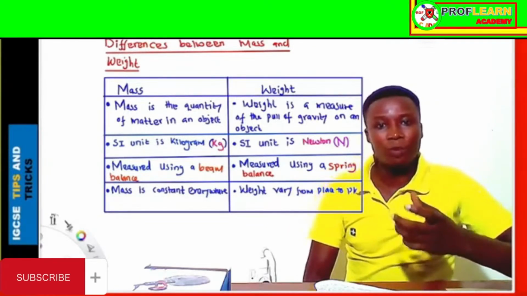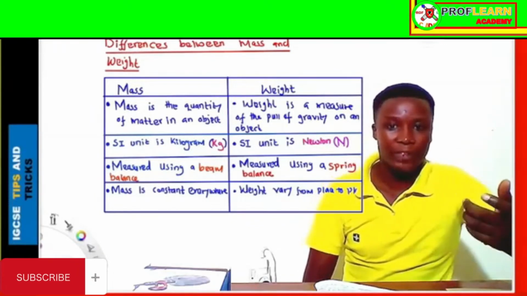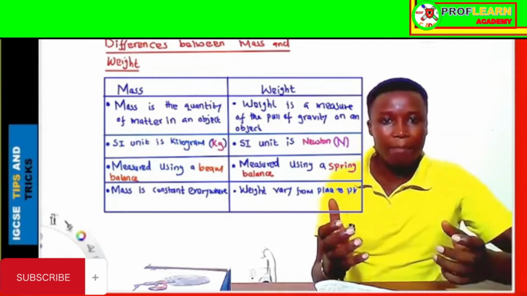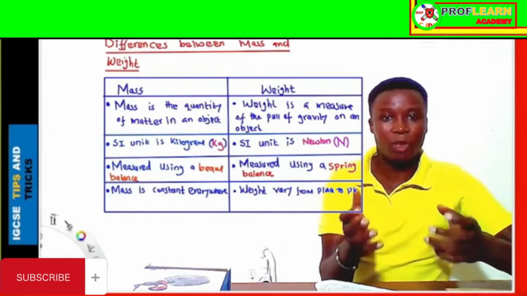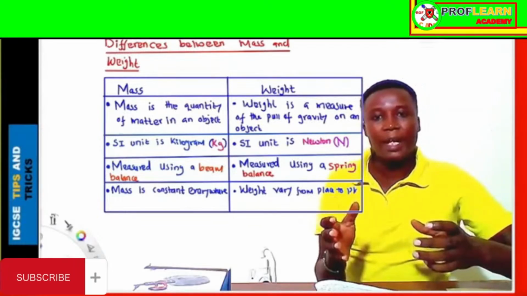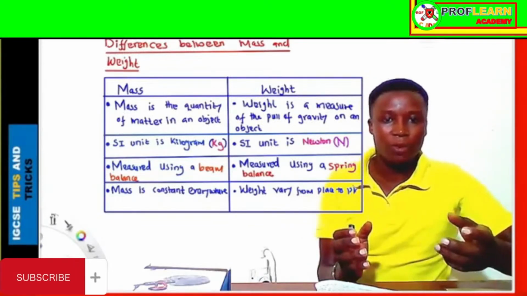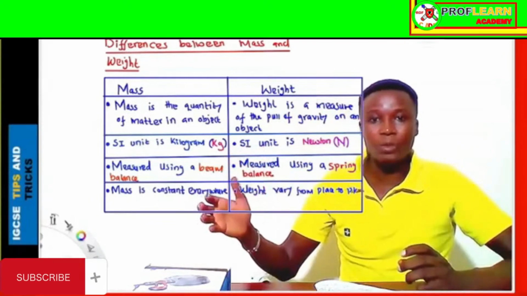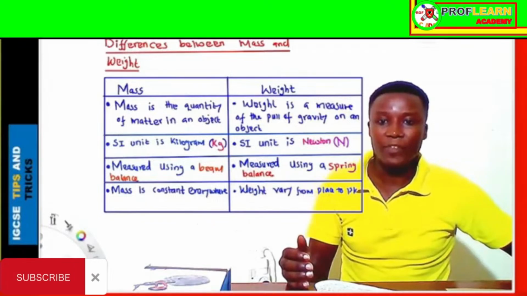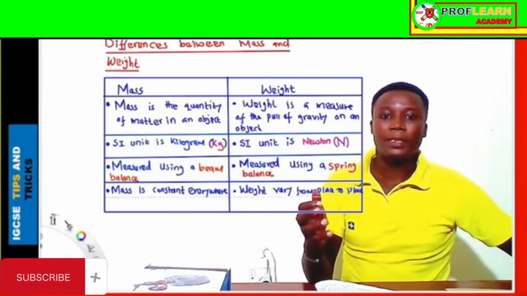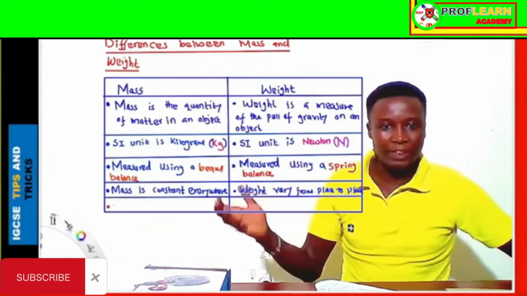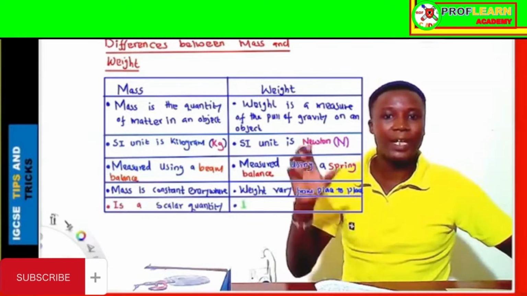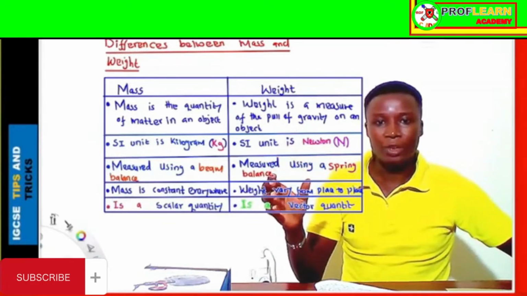In physics, we have two types of quantities, that is scalar quantities and vector quantities. Scalar quantities are those quantities which can only be described in terms of size or magnitude only, but vector quantities are described by both size and direction. So in this, we can also give a difference by stating that mass is a scalar quantity, whereas weight is a vector quantity, because we said that mass is a quantity of matter, so it has only magnitude or size, whereas weight is a vector quantity because it has both size and direction.